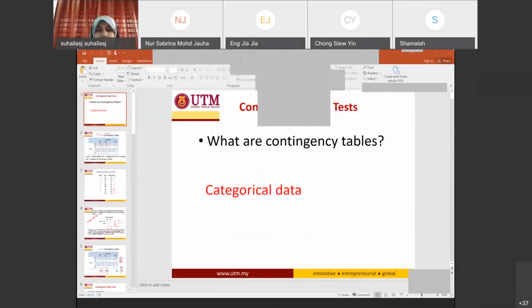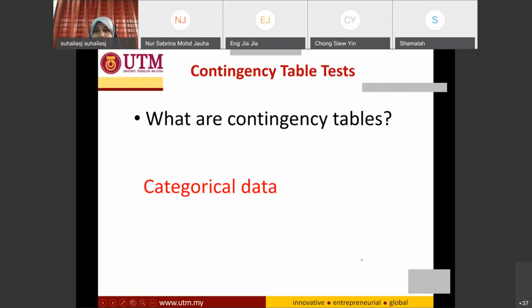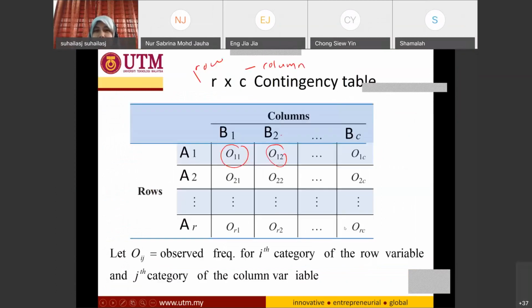Okay, we already mentioned the contingency table. If we have categorical data, we will arrange it in terms of a contingency table, R times C, where C is for column and R is for row.